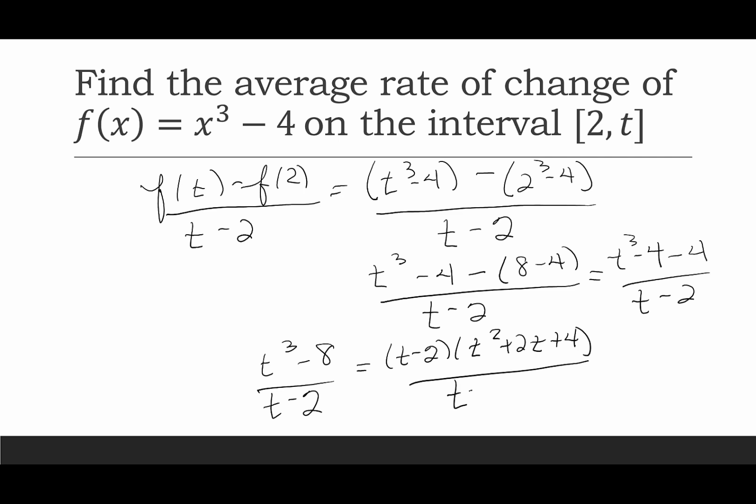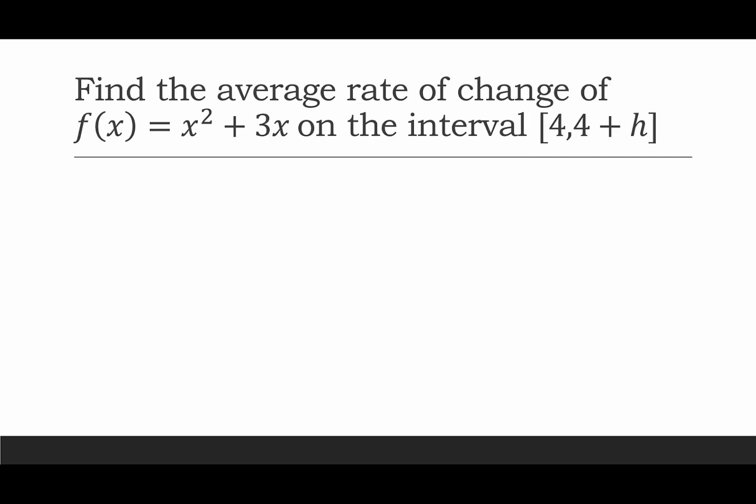And then I have a t minus 2, so I can cancel that. So here's my t squared plus 2t plus 4. Maybe you have to go back and look at how to factor a difference of cubes. Hopefully you have that somewhere in your notes, but if I get something like that, it's nice to reduce it. So I changed the function.